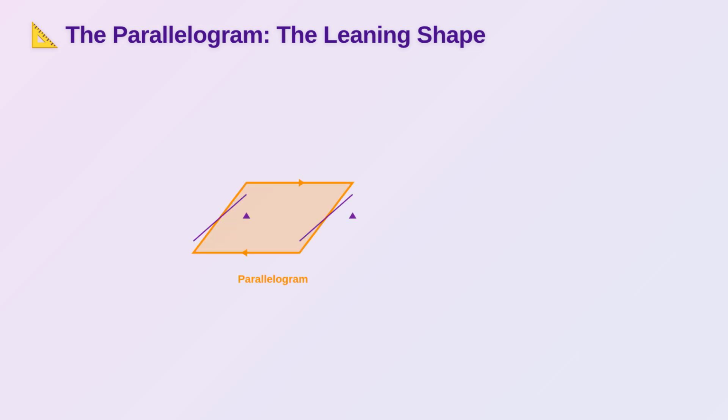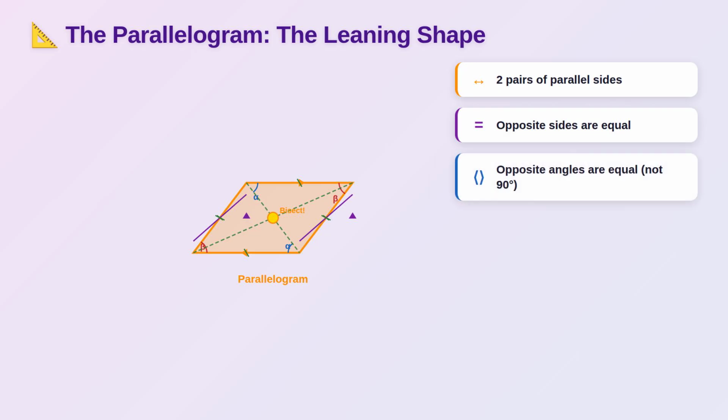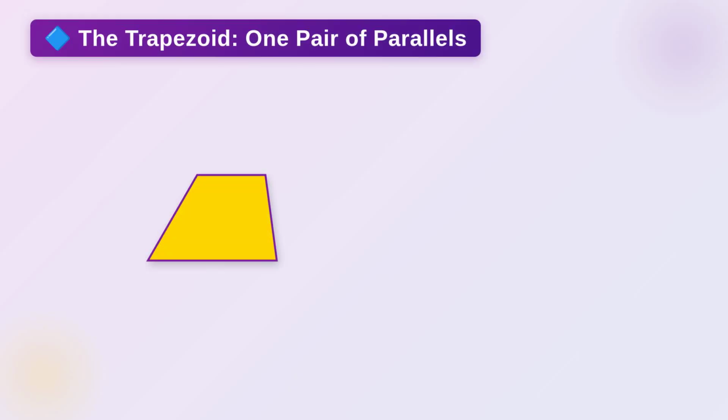Maya gets to the parallelogram and tilts her head. It looks like a rectangle that someone pushed sideways. And that's basically right. A parallelogram has 2 pairs of parallel sides, and opposite sides are equal in length, just like a rectangle. But here's the twist. The angles are not all 90 degrees. Opposite angles are equal, but they can be sharp or wide. The diagonals cut each other in half. They bisect, but they're not equal in length. Maya marks 2 arrows on each pair of parallel sides to keep track.